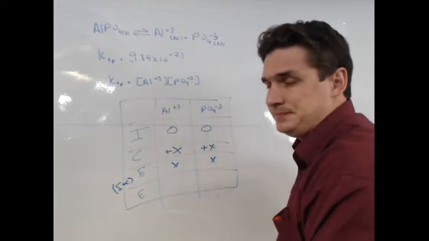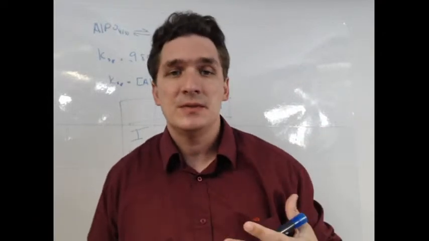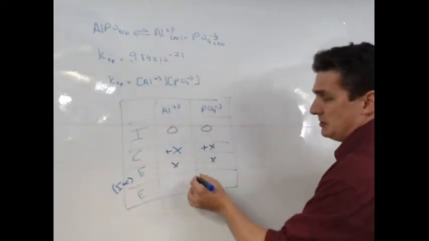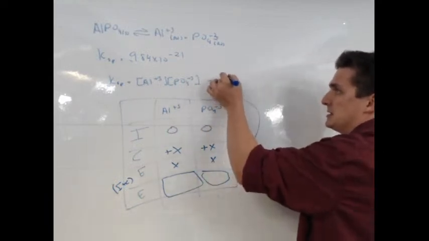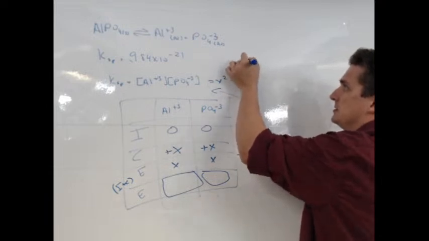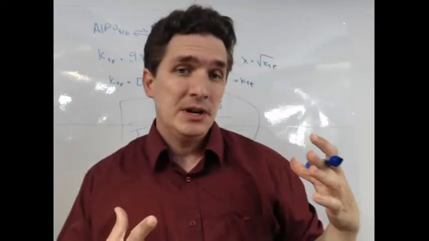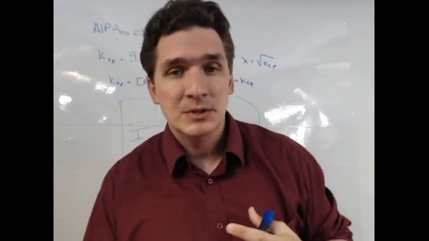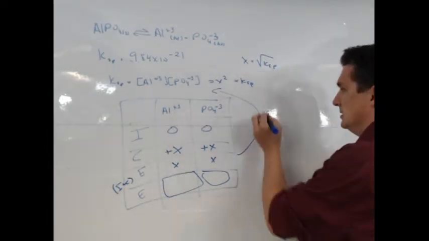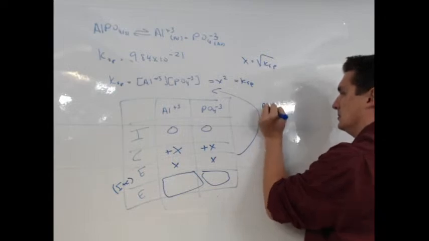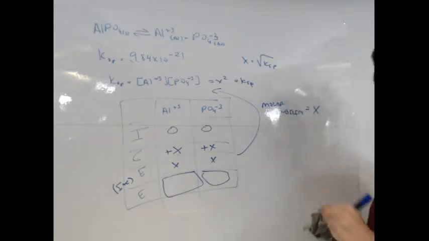And E here is the numerical value. So originally what it asked for earlier in the packet is what's the concentration of phosphate and aluminum. So since we're looking for these, we stick in and we get that x squared equals KSP, so x equals the square root of KSP. Now, to figure out the molar solubility and the mass solubility, it's actually pretty straightforward. The molar solubility is just the extent of reaction X.